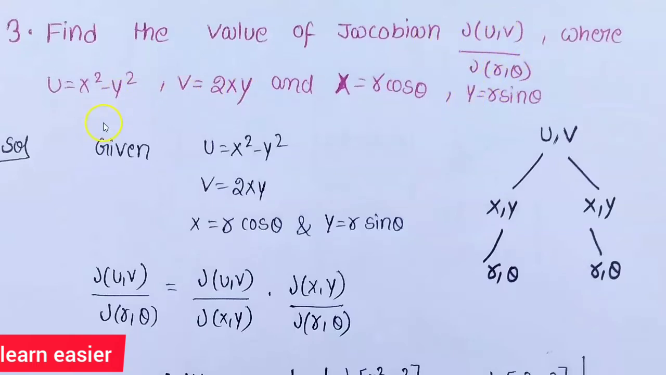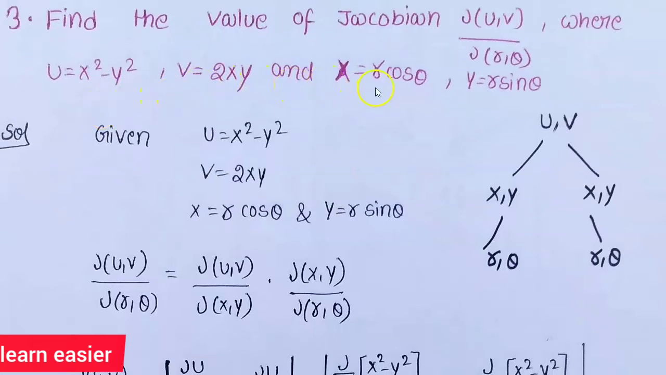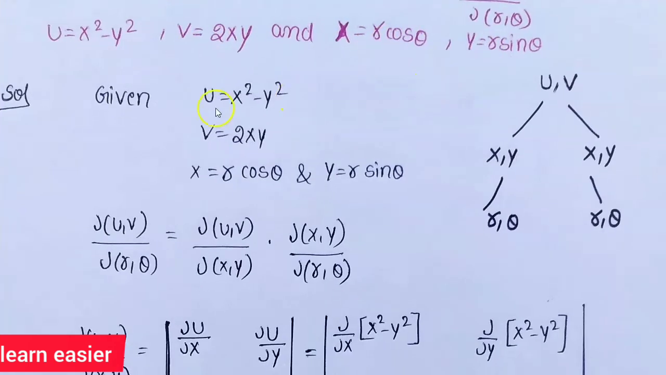Here we have u, v and x and y. u is a function of x and y, and x is a function of r and θ. So let's start the solution. Given u equal to x square minus y square and v equal to 2xy, and x is r cos θ and y is r sin θ. So we can see here u, v are the functions of x, y, and x, y are again the functions of r, θ.